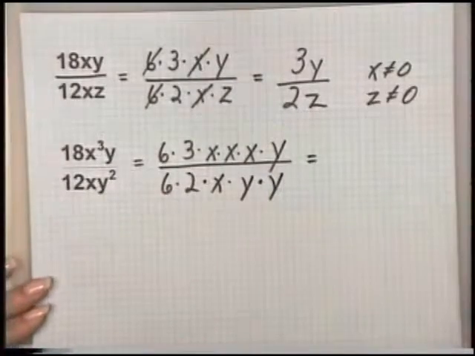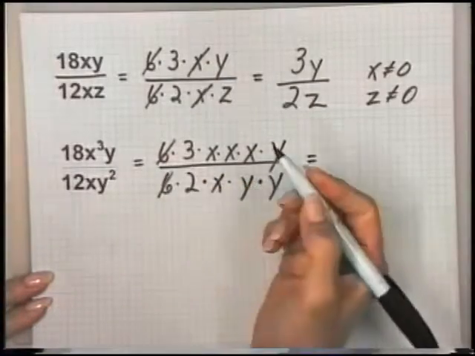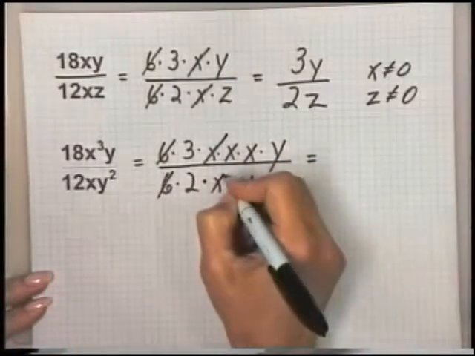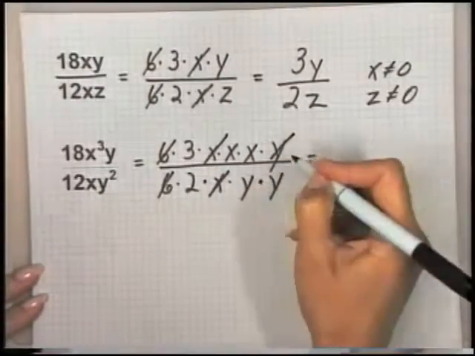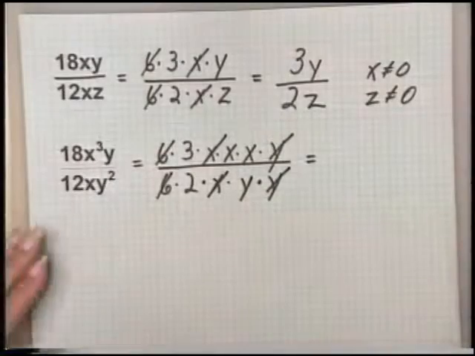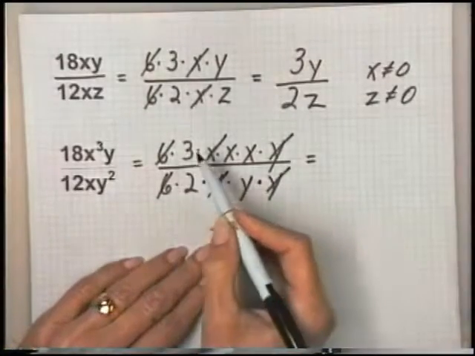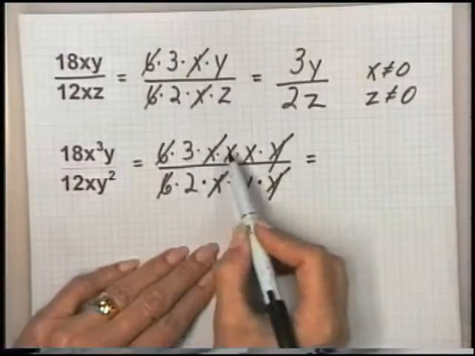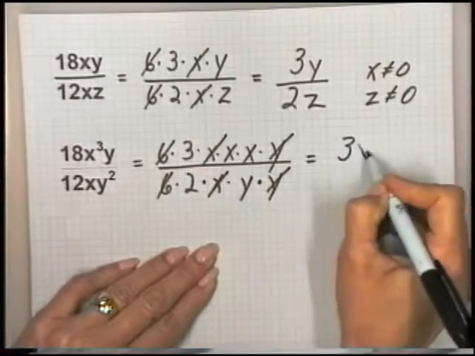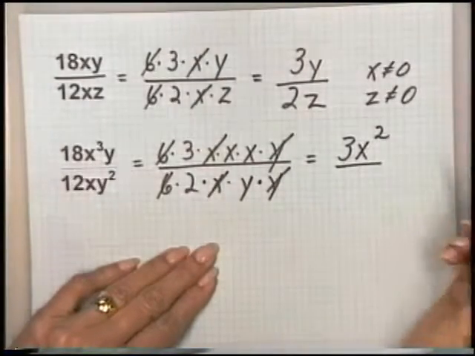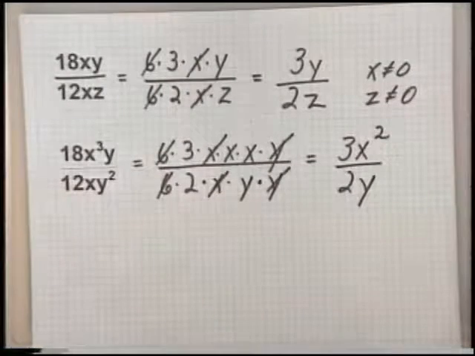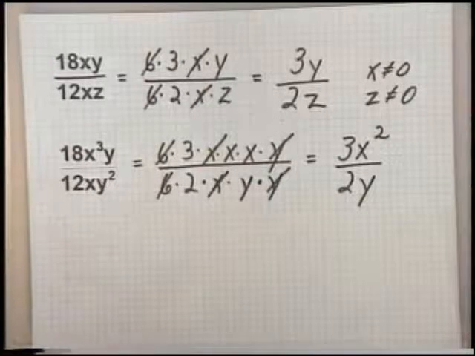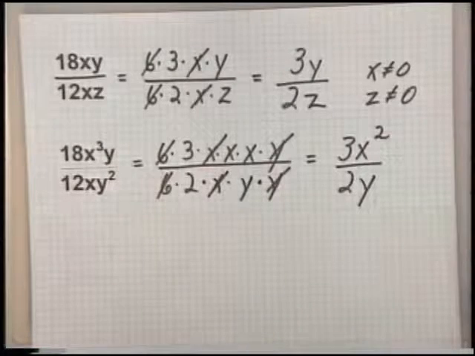Let's divide out common factors. We'll divide out the 6's. We can divide out 1x in the numerator and 1x in the denominator. We can divide out 1y in the numerator and 1y in the denominator. We're left in the numerator with 3 times x times x, which is 3x squared. In the denominator, we're left with 2 times y. Since the only common factor of the numerator and denominator is 1, this fraction is reduced to lowest terms.